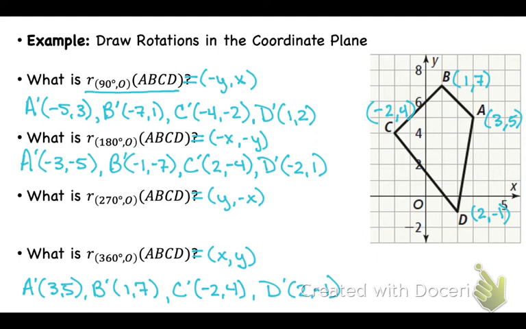So, Sarah, Dylan, who wants A prime? 5, -3. So on these, you're going to take the negative of the x, then switch them, right? Okay, Sarah, you got B for me. So take your negative x and then switch them. 7, -1. Good job.